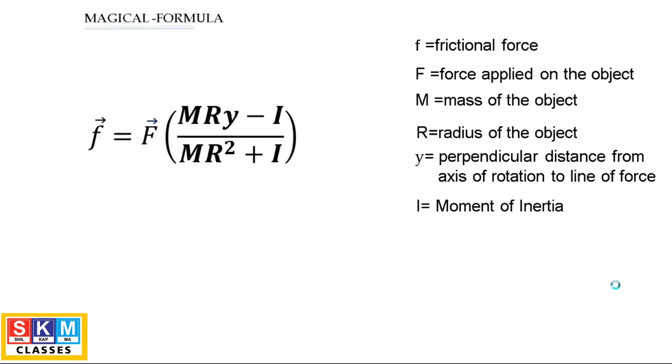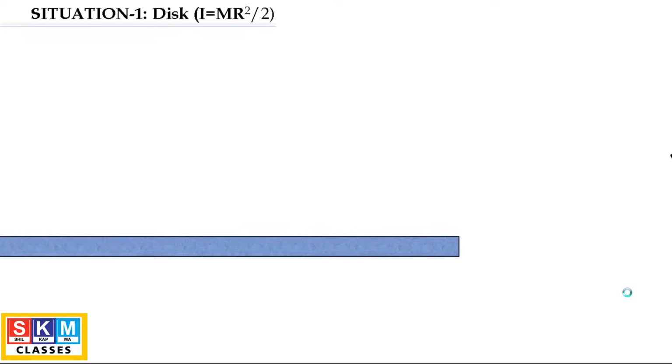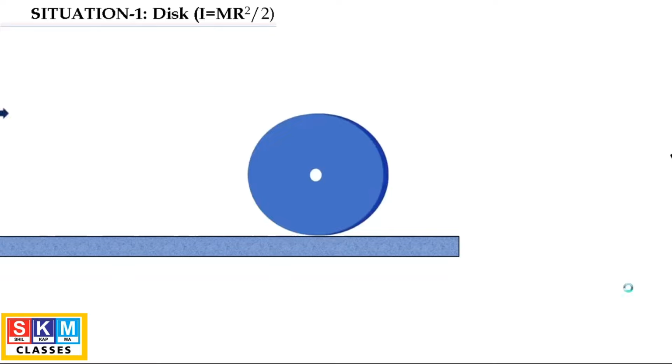To understand it clearly, let's take an example of a rolling disc. I'll try to make you understand its application by applying the formula in 4 different situations in this example. So let's get started with situation 1. In this situation, there is a rough horizontal surface and a disc is rolling on it. A force of magnitude F is being applied on it in such a way that its line is r distance above the axis of rotation. So this is our situation.